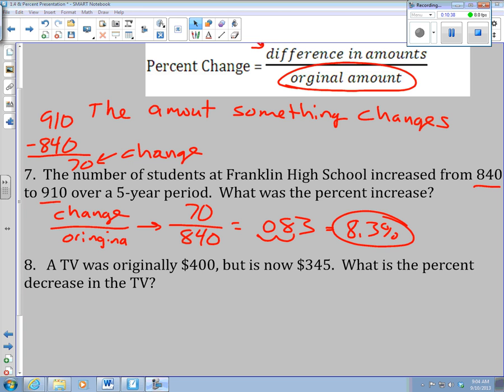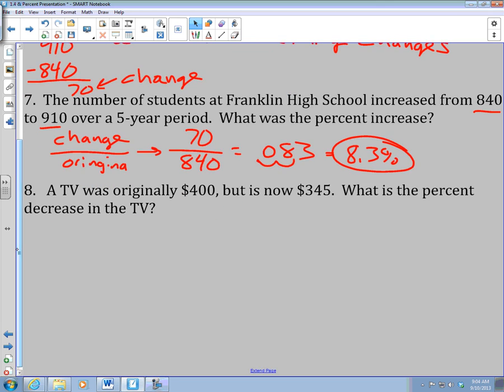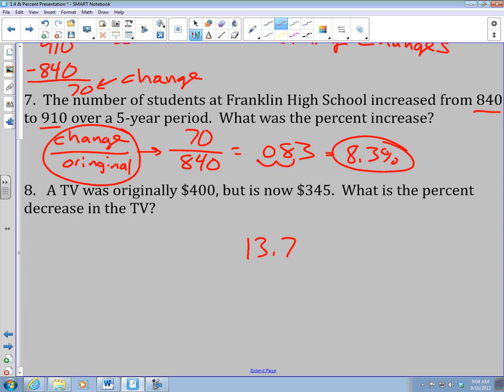Okay, so I'm going to let you guys try number 2 here. It says a TV was originally $400, but now is $345. What is the percent decrease in the TV? So you guys can hit pause now and try this on your own. Remember, it's change over original. And go ahead and hit pause and try it. And the actual answer is, you should have gotten 13.75% or 13.8%.